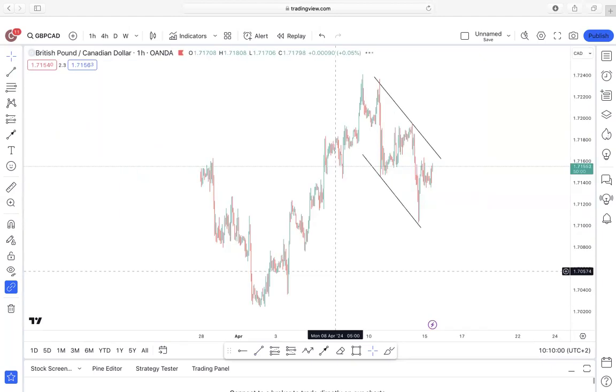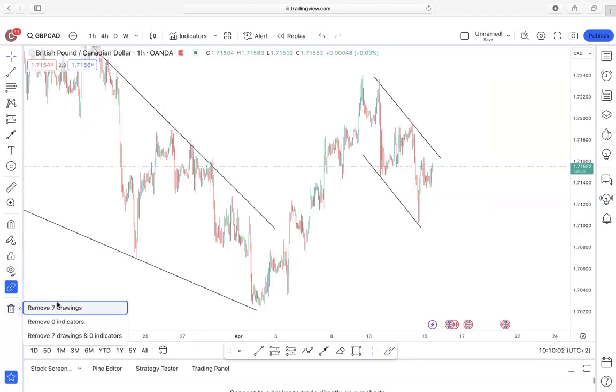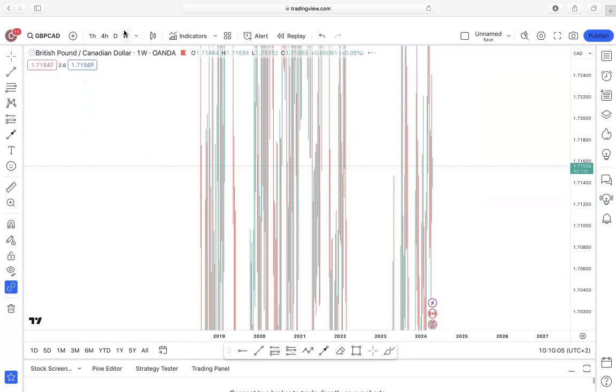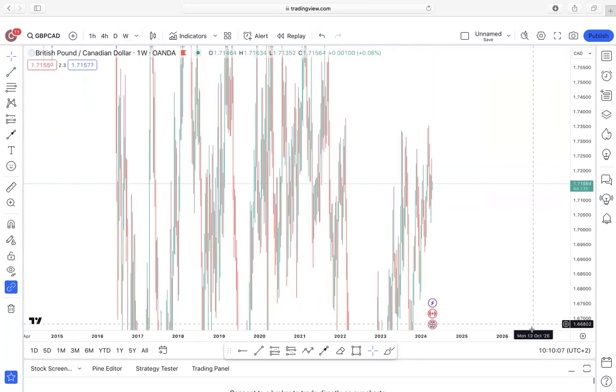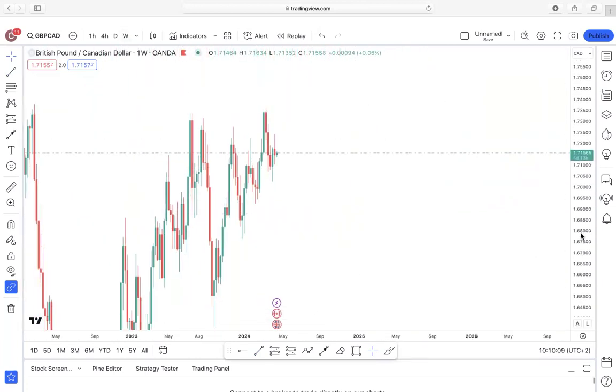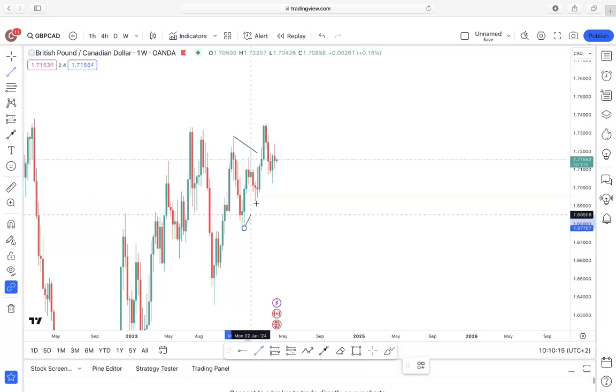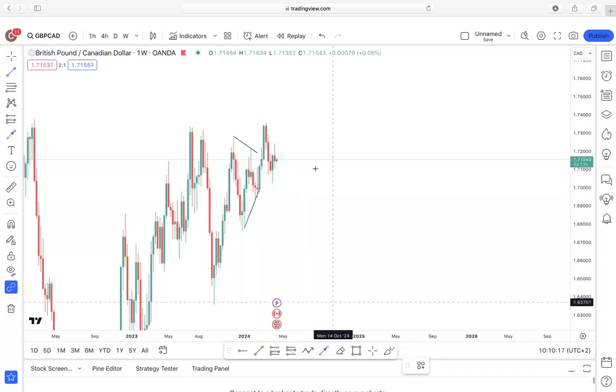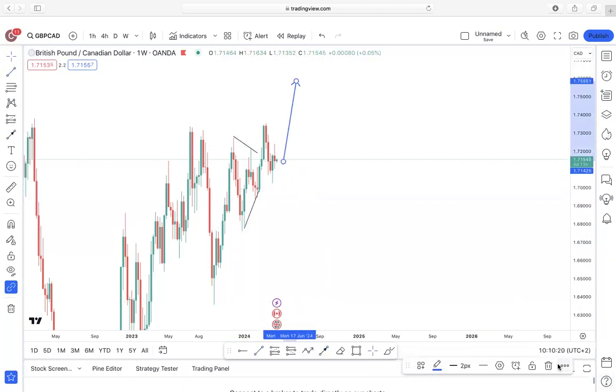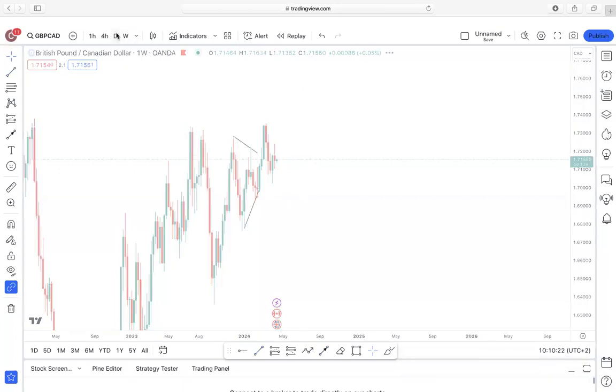Now on to our next pair, which is the Great British Pound over the Canadian dollar. On the weekly time frame on this one, we do see that we are coming from this heavy impulsive movement and price is forming this continuation structure that's forming a breakout and a retest. The overall momentum is to the upside. And now coming into our daily time frame.